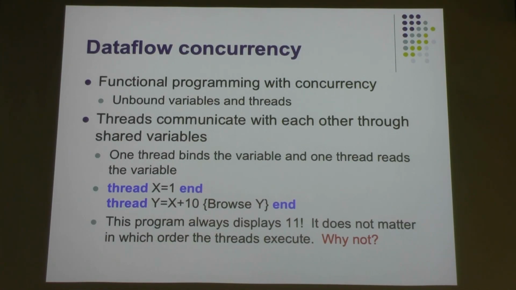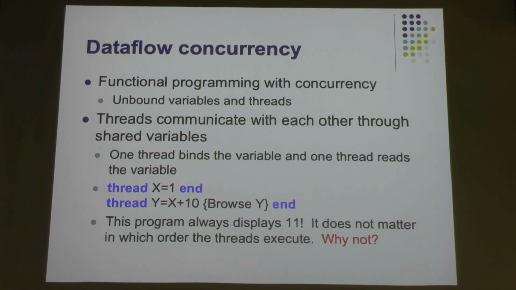But no matter what happens, the program will always display 11. The result is always the same. But the threads don't know that they're running in order. Each thread is doing its own thing, okay? So maybe I do x equal 1 before x plus 10. Fine. But maybe I do x plus 10 before x equal 1. Fine. So how does it work?